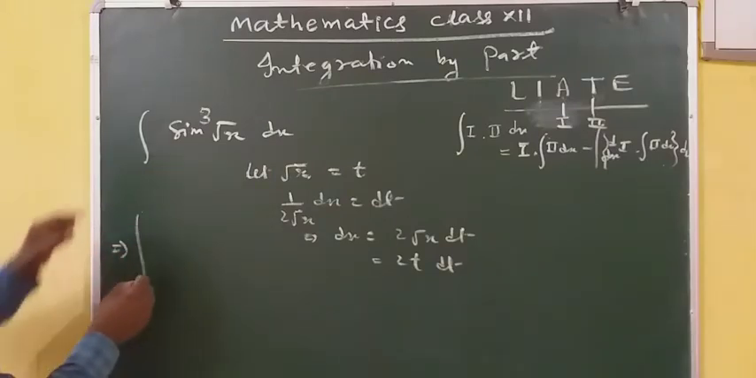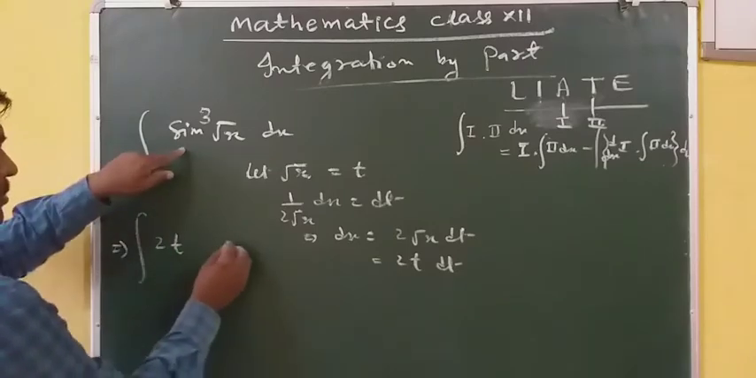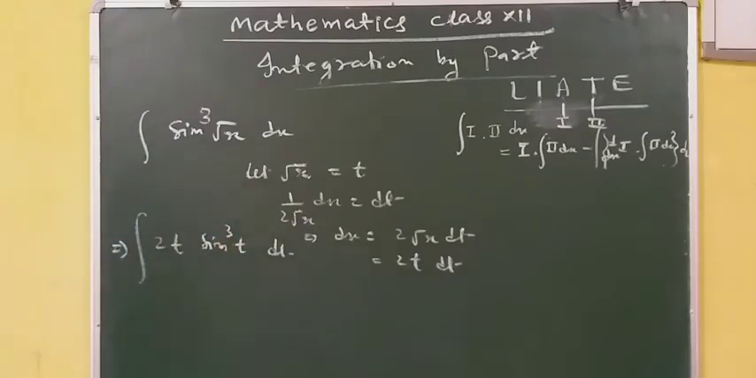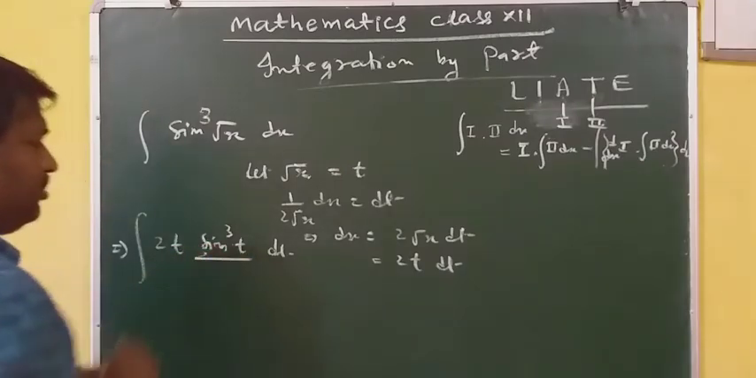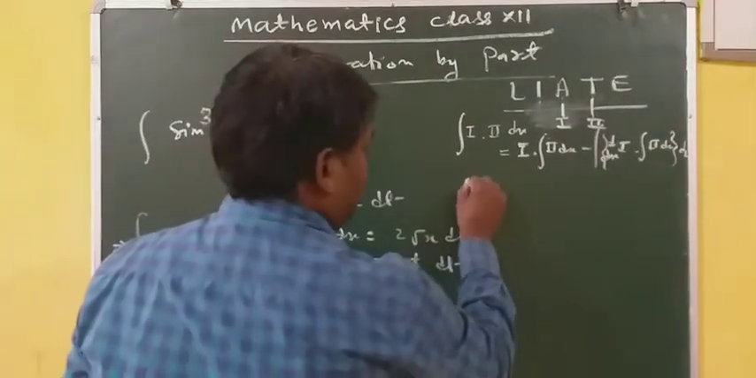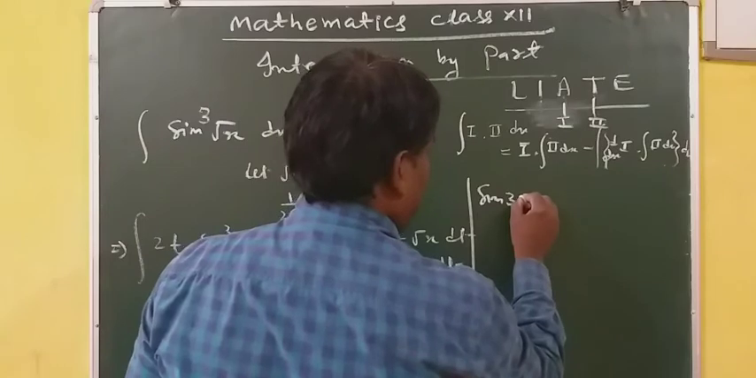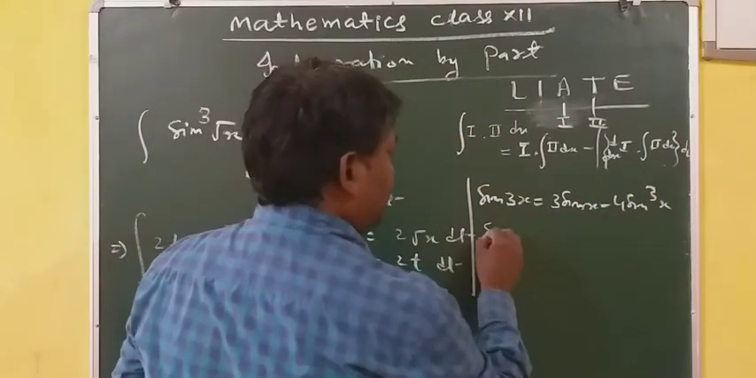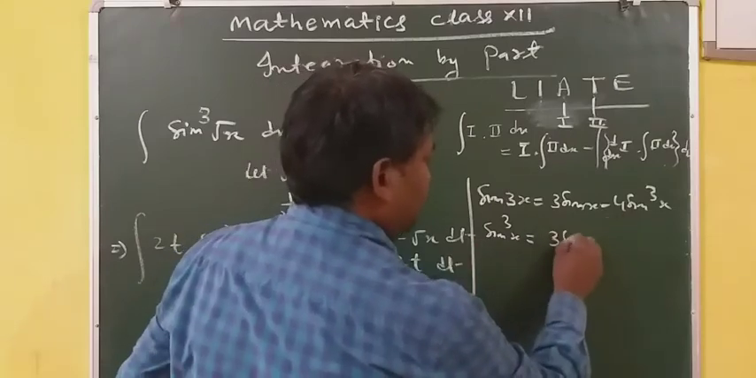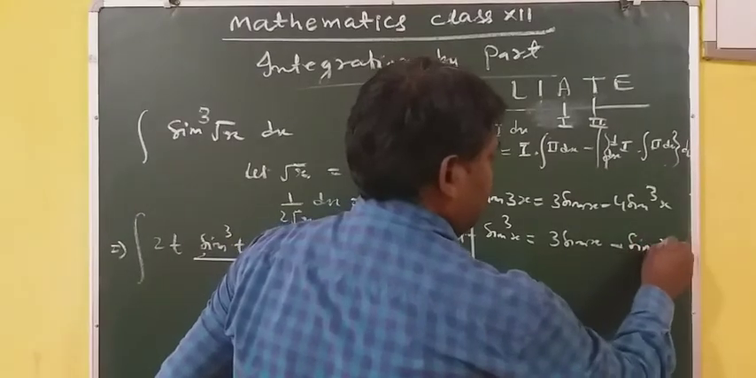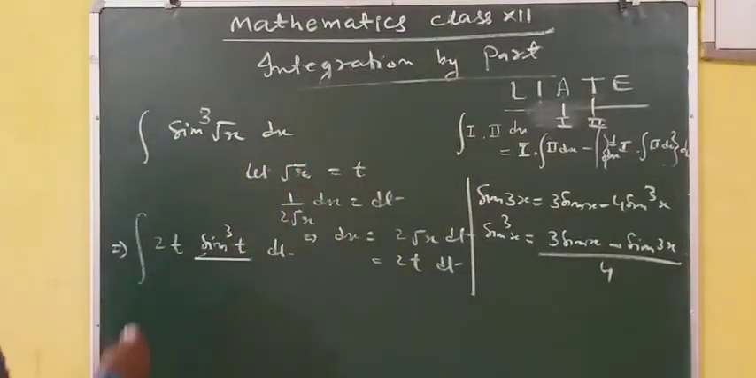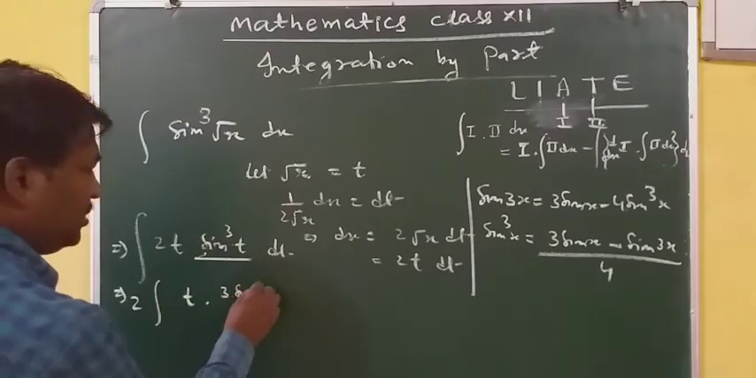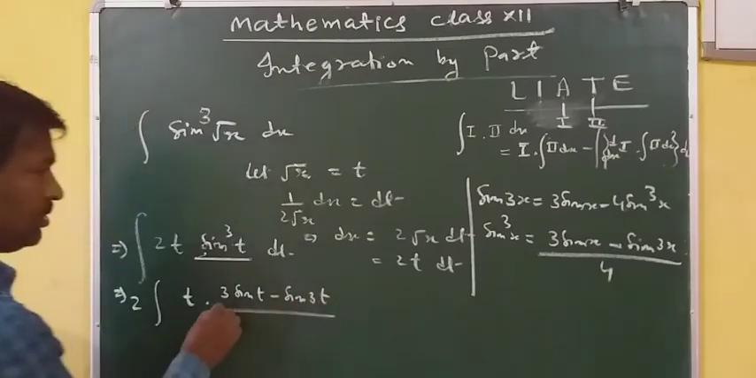Replacing here, it implies 2t dt and sine cube t. Now see, this sine cube can be converted into linear form by using the sine 3 theta formula. So sine 3x is equal to 3 sine x minus 4 sine cube x. So from here sine cube x is equal to 3 sine x minus sine 3x divided by 4. By using that formula, taking t common, in the place of sine cube t we can write 3 sine t minus sine 3t divided by 4.